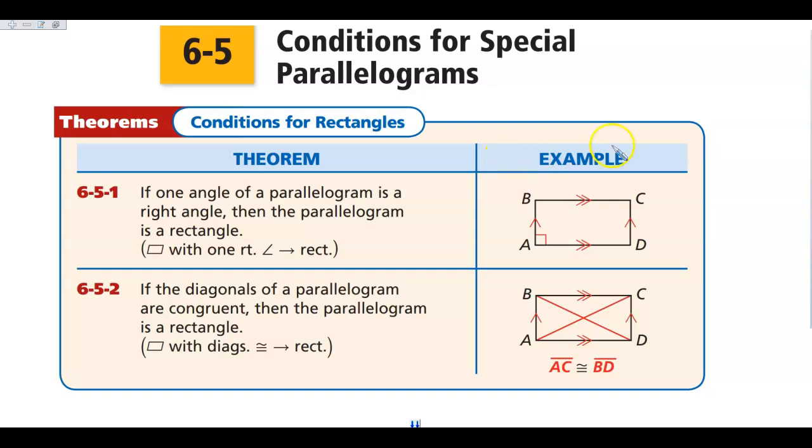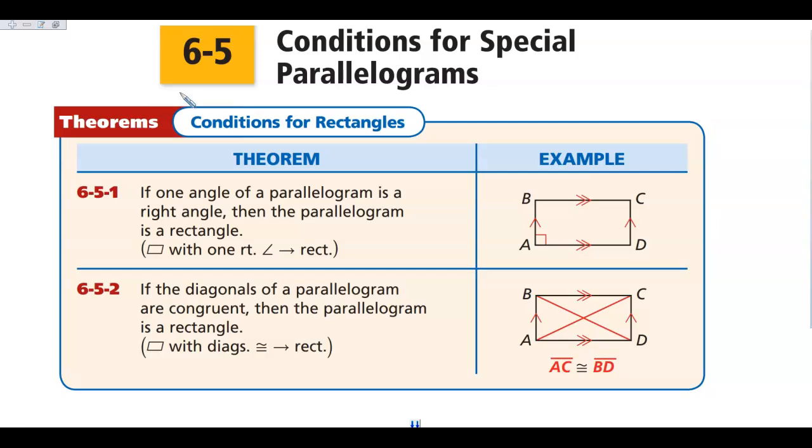Hey everybody, today we are looking at section 6.5, which is conditions for special parallelograms. In the last section, 6.4, we talked about rhombuses, rectangles, and squares, and what specific properties they had just for those figures. In this lesson, we're going to do something similar to what we did with 6.3, where we say, okay, I have these properties. Do I have enough to know that I have a rectangle, a rhombus, or a square?